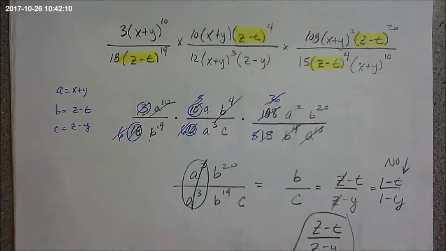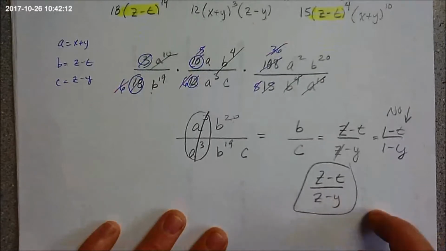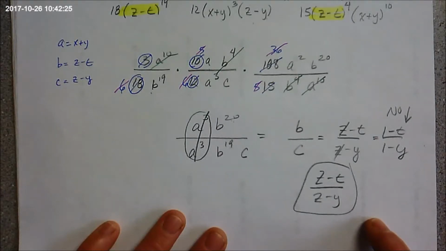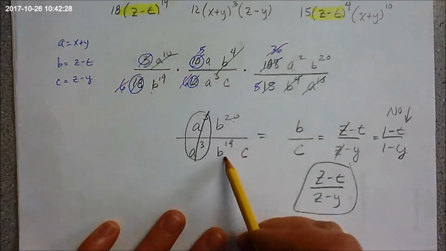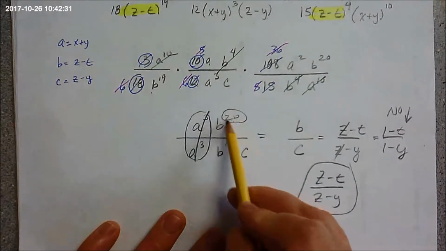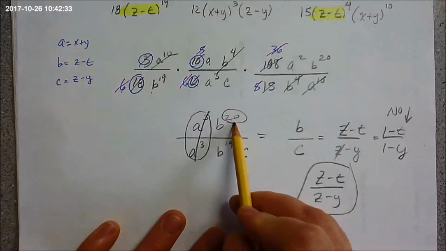Who else has questions about this thing right here? What's up, Diego? I was going to say, how come you reduce b to the 20 over b to the 19? Well, aren't those the same base? What's this 20 mean right here, Diego? It was multiplying 20 times from its number.